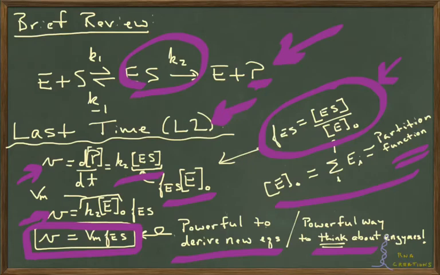And we also found that it's really powerful for deriving stuff, because all we need to do is rederive the fraction of ES, and we can always get that as ES over the sum of everything else, and then we can treat that in a partition function way. So that's my brief review.